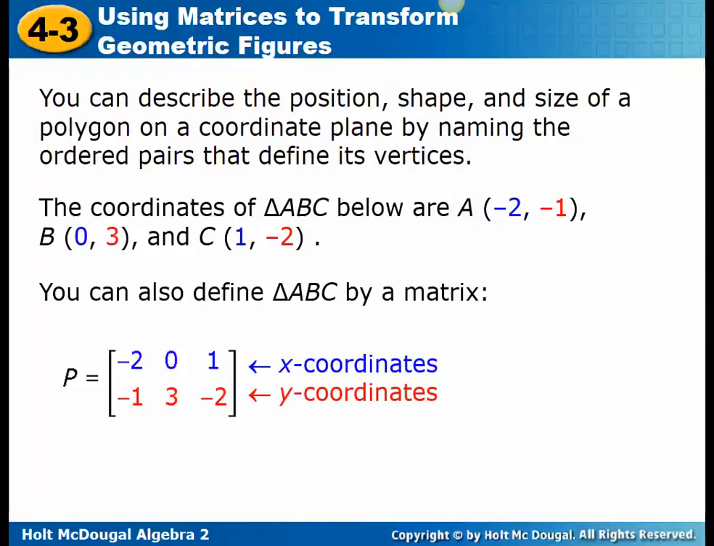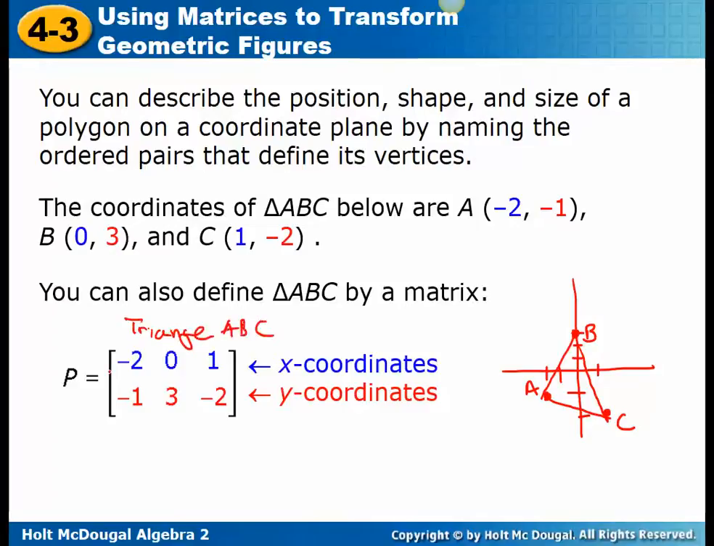We have a triangle that has the coordinates A at -2, -1, so that would be here. B is at 0, 3, that would be here. And C is at 1, -2. If we connect these three vertices, we would have a triangle. And you can put the coordinates in a matrix with the x coordinates in the first row and the y coordinates in the second row. So this matrix here names triangle ABC, or triangle P, we're calling it.